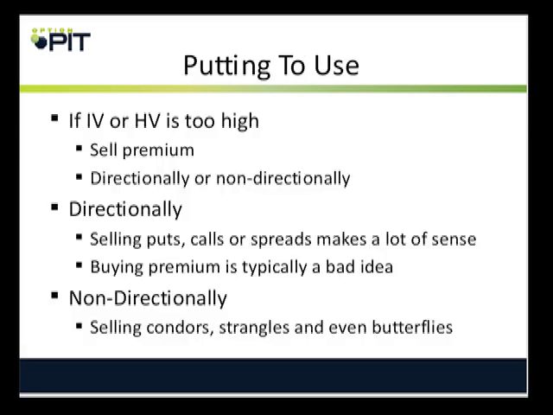All right, putting to use. If IV or HV is too high, sell premium, directionally or non-directionally. Directionally, selling puts, calls, or spreads makes a lot of sense. Buying premium is typically a bad idea. Non-directionally, selling condors, strangles, and even butterflies.